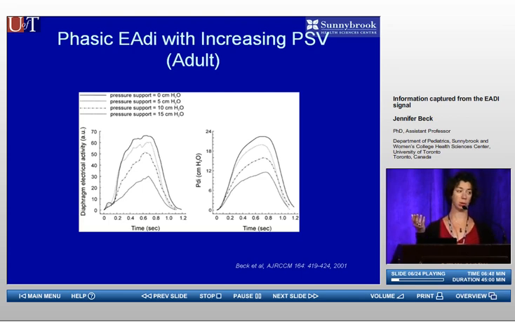The transdiaphragmatic pressure, which is an indication about the force that the diaphragm is generating, is also very high. And as you increase pressure support systematically, you get a progressive reduction in the diaphragm electrical activity and the transdiaphragmatic pressure. So as you unload the diaphragm, you also reduce the respiratory drive. Okay, now this is not always the case with increasing pressure support.